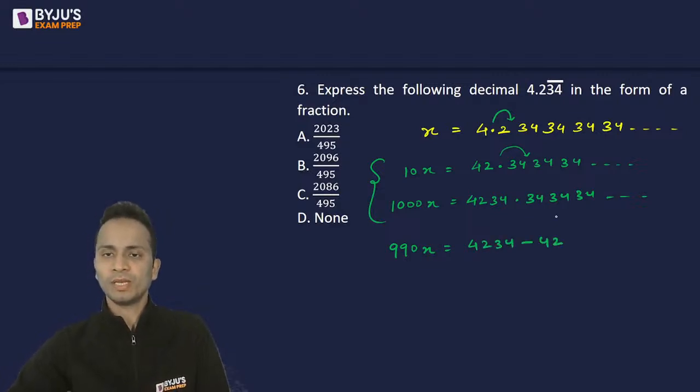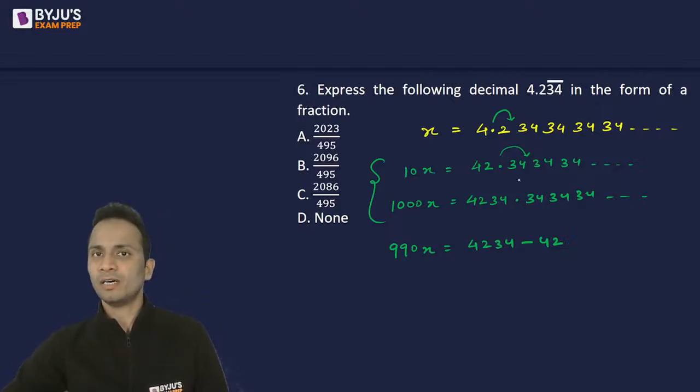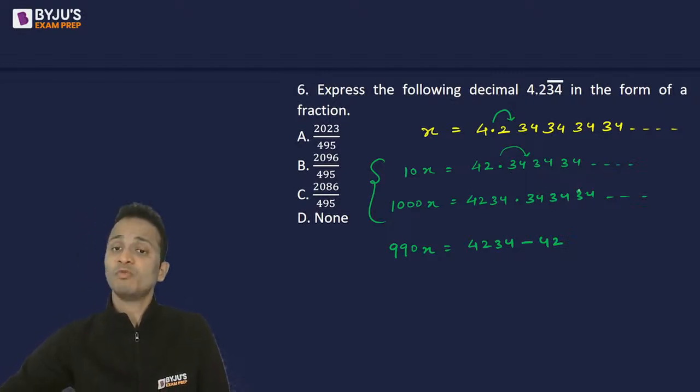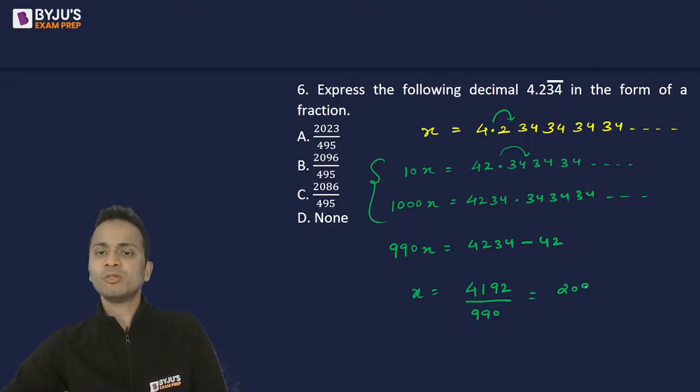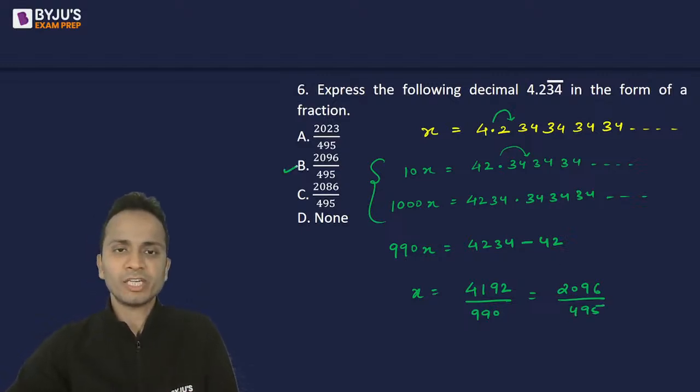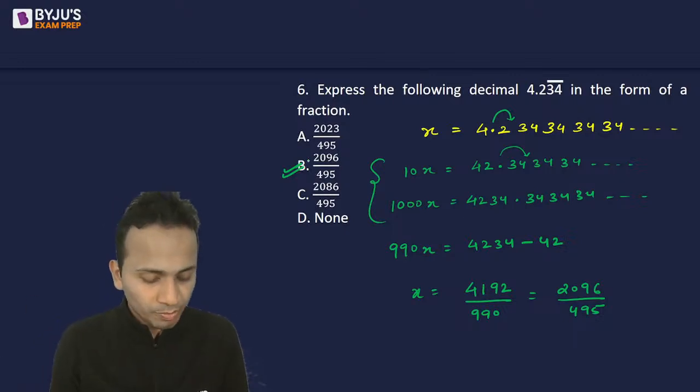minus 42. I have not written the portion after the decimal because it will be cancelled. Okay, in both the cases we have the same portion after decimal which will be cancelled. So the value of x will be 4234 minus 42, that is 4192 divided by 990. Now you can cancel out the common factors. So if I cancel out 2, it will be 2096 divided by 495. So 2096 divided by 495, the correct answer is option B.